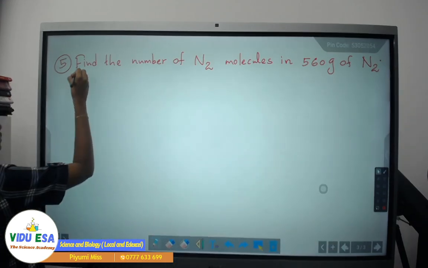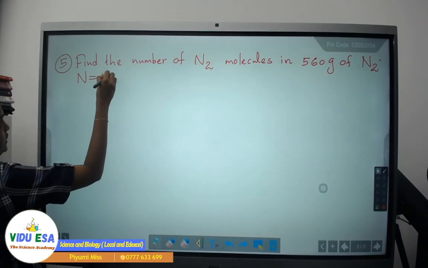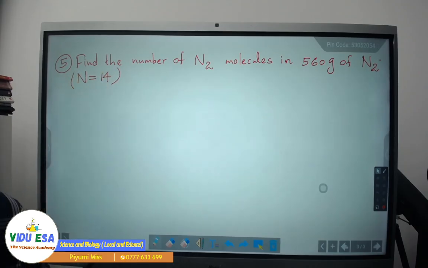Relative atomic mass of nitrogen is given as 14. Nitrogen exists as a diatomic gas.